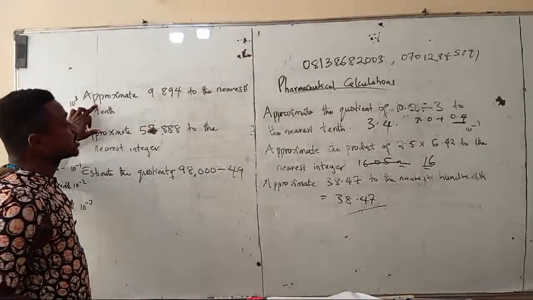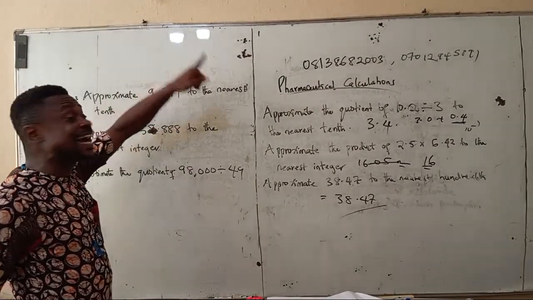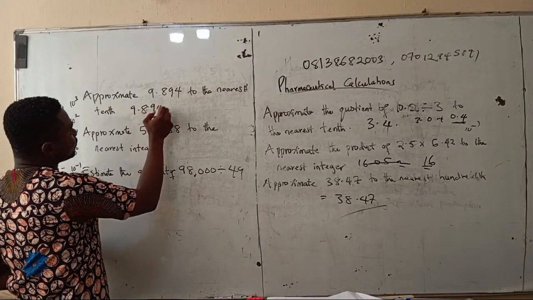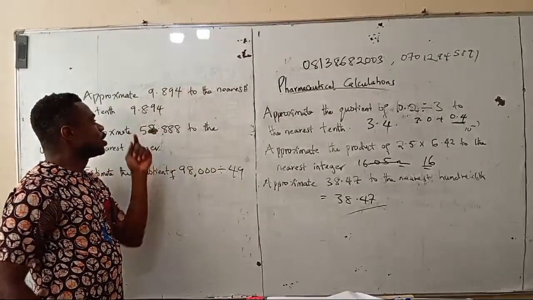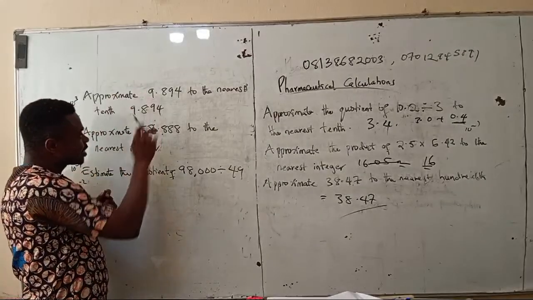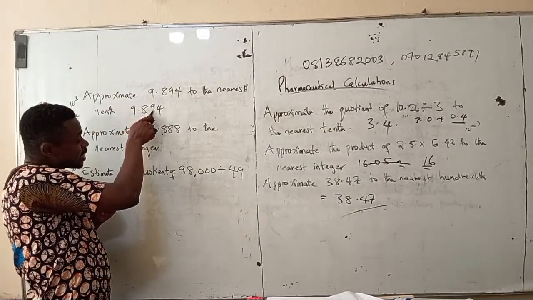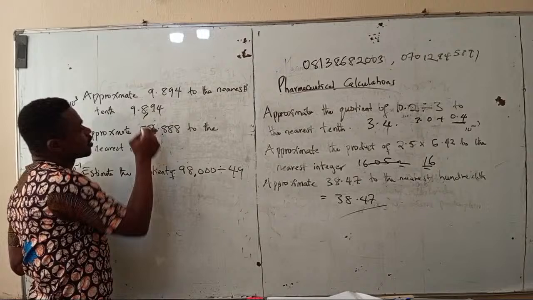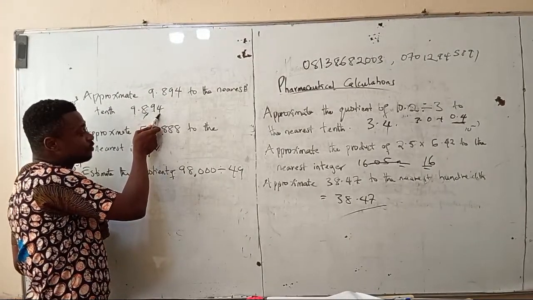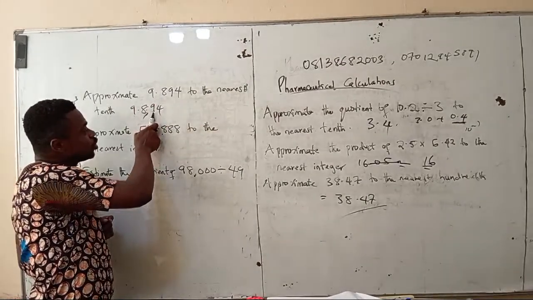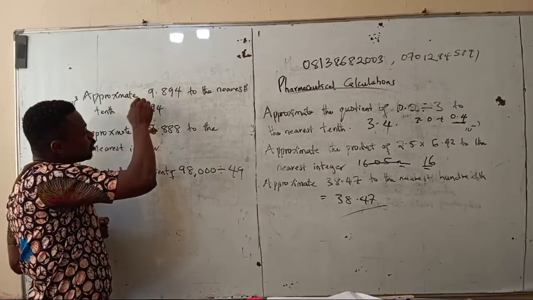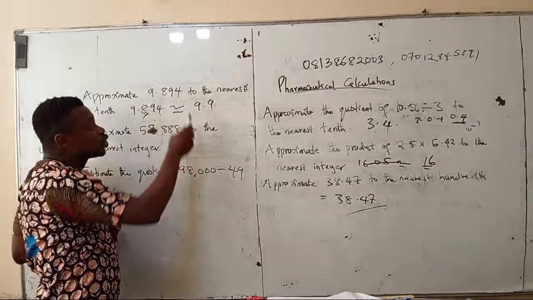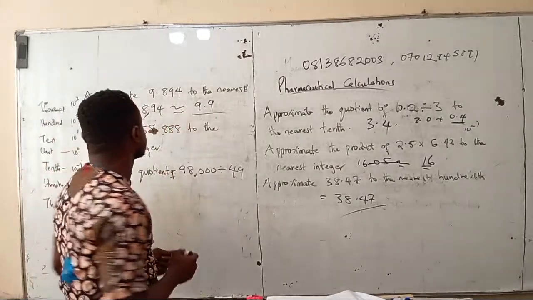Now let's go to this question. This question says approximate 9.894 to the nearest tenth. Let's start from here. Here is units, here is tenth, hundredth, thousandth. We are looking for the nearest tenth, so we should stop here. This 4 is not up to 5, so it will go, and nothing will be added here. 9 is more than 5, so we round it up, carry one from here and put here. It becomes 9. So we have 9.9. This is units and this is tenth. So to the nearest tenth, the answer is 9.9.